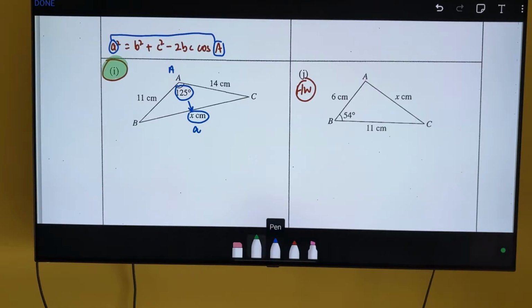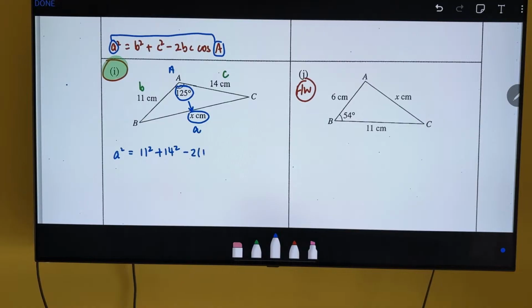So for annotation's sake, let's just put down B being 11 cm and C being 14 centimeters for a start. I think it's good for us to note down so that when we substitute the values, it's a lot easier on our end. So from here, we can see that after substituting in, a squared equals to 11 squared plus 14 squared minus 2 times 11 times 14 cos 125 degrees.